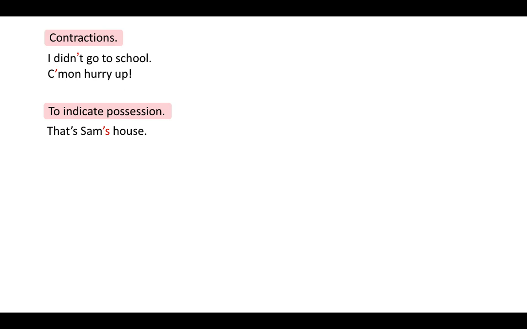If the name already ends in an S, then you can just put an apostrophe after the S. For example, Thomas' cat is cute. Here, the name Thomas already ends with an S. Therefore, to indicate possession, we can just put the apostrophe.